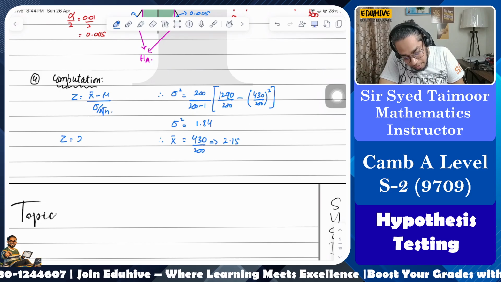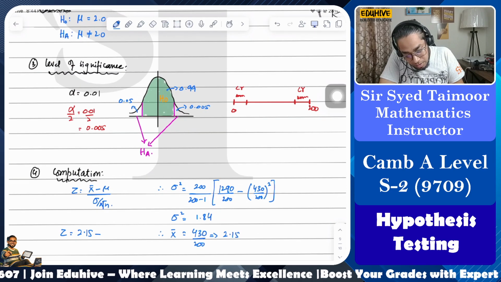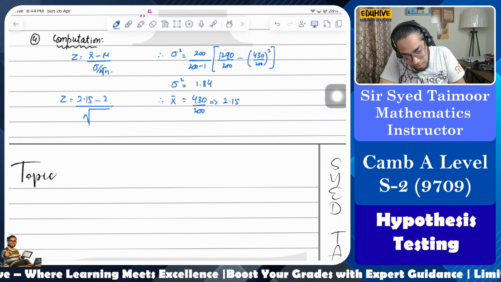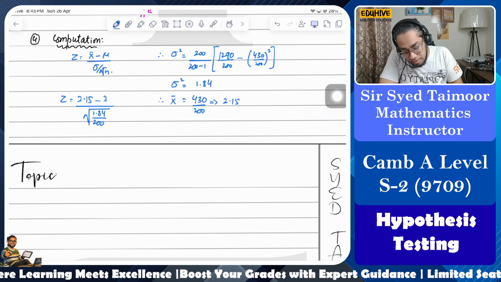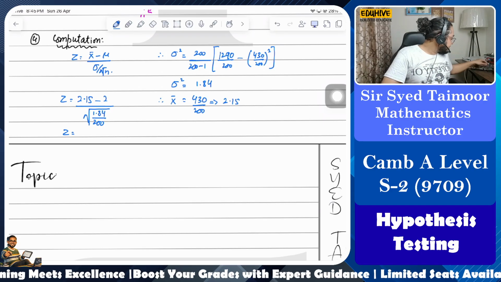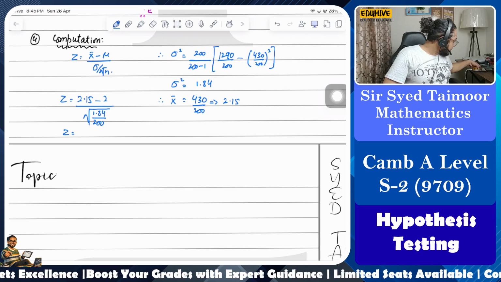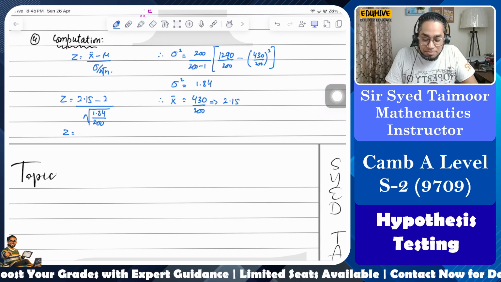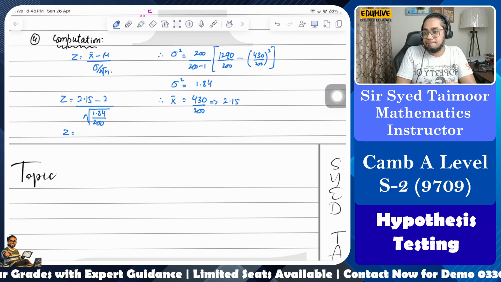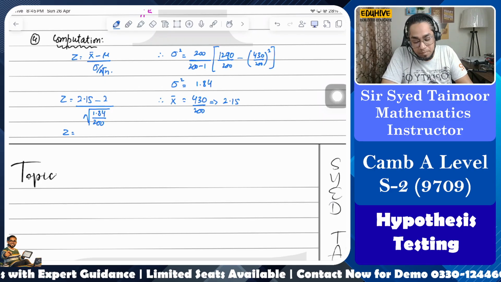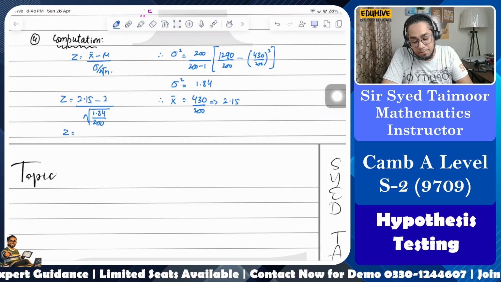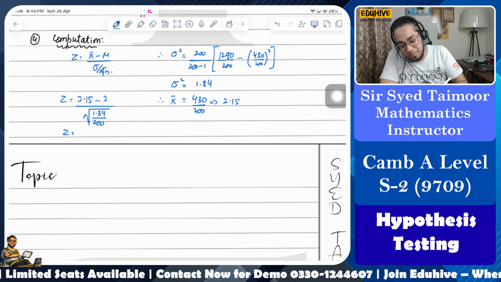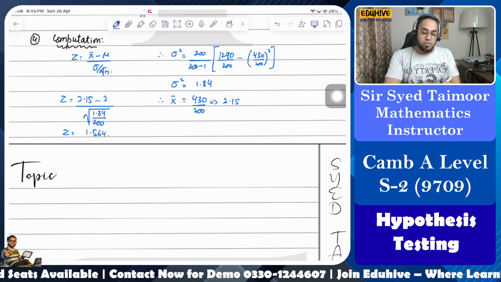Now we can go for the z. 2.15 minus mu. Mu is exactly 2, divided by the square root of 1.84 divided by 200. What is our z? Yes, beta. 1.564.